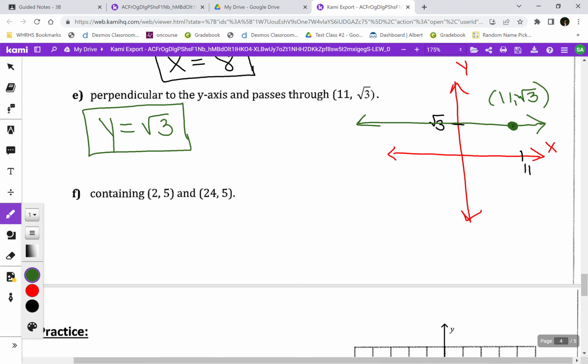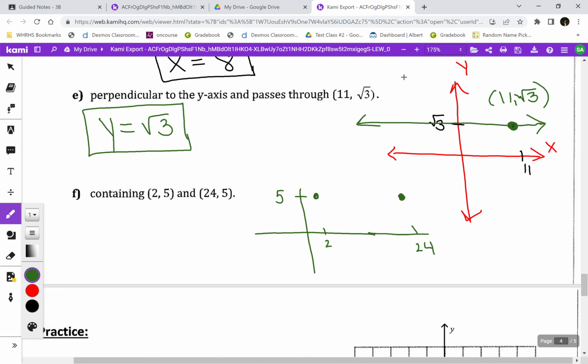Not the y-intercept, the y coordinates are the same. Since the y coordinates are the same, would it help if we did a visual? You can. So it's saying go over 2, so here's 2, up 5, there's 5, so there's the first point. Then it says go all the way to 24 and go up 5.